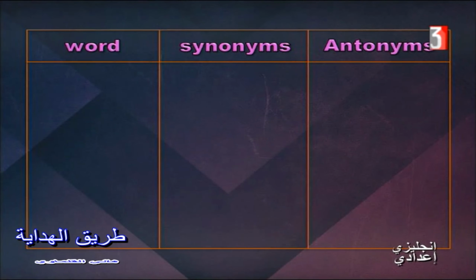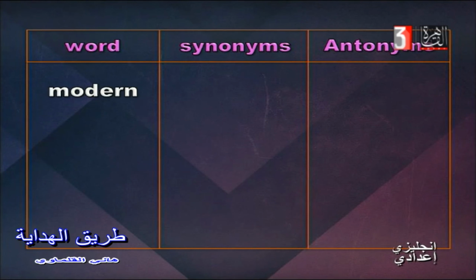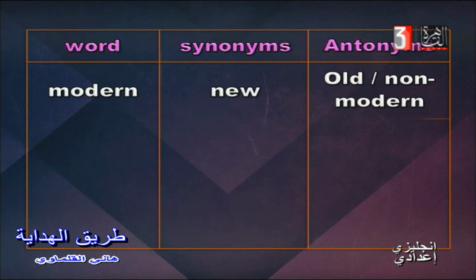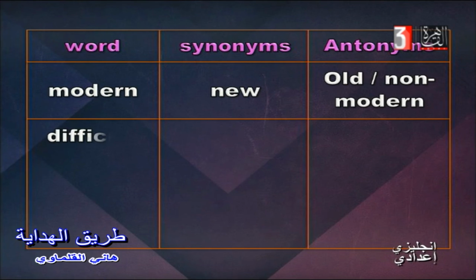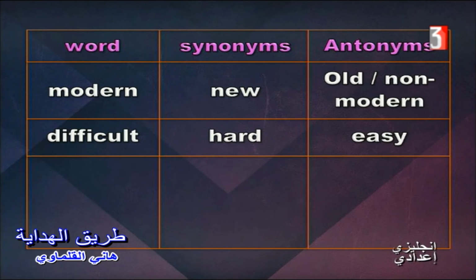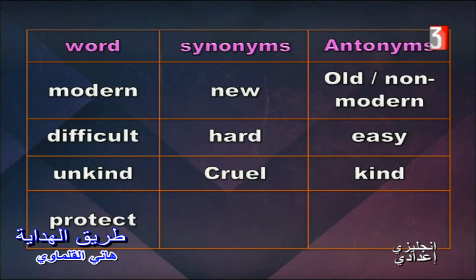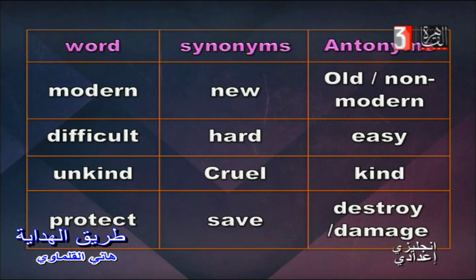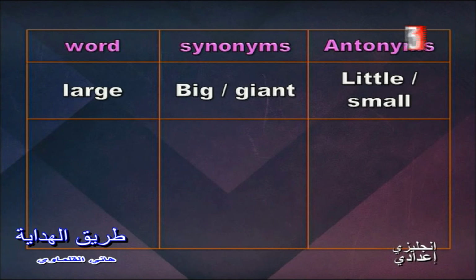Yes. So we have here modern, حديث, new, the opposite of it, old or non-modern. We have also difficult, صعب, hard, the synonym, or the antonym easy. Yes. We have unkind, قاسي, cruel, okay, kind. We have protect, يحمي, save, the opposite of it, destroy or damage or spoil. Yeah. Another part, we have large, big and giant, okay. We have little, small.